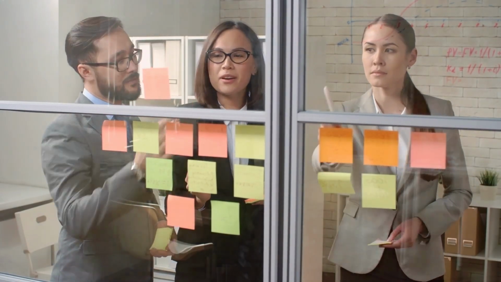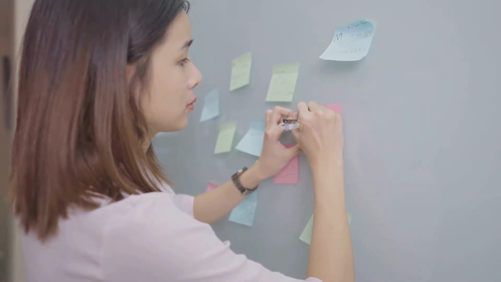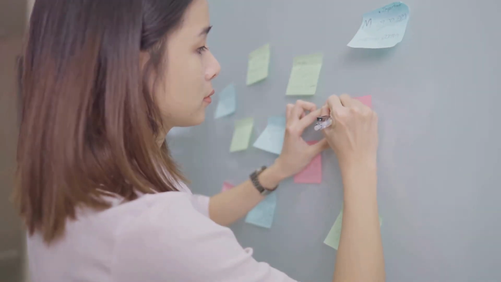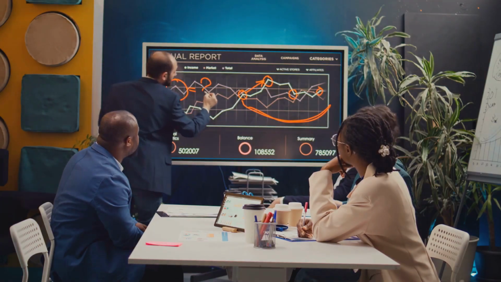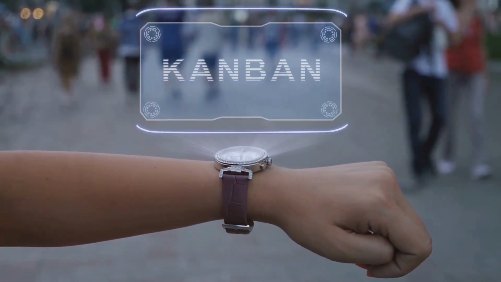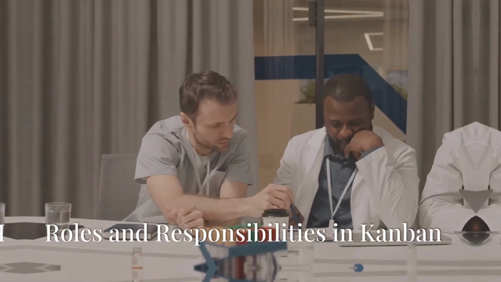The pull system is another key aspect of Kanban. In a pull system, tasks are pulled into the workflow based on available capacity, rather than being pushed by deadlines or a predefined schedule. This system helps teams avoid overloading and ensures they work at a sustainable pace.